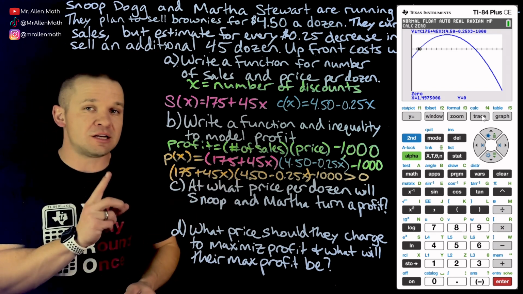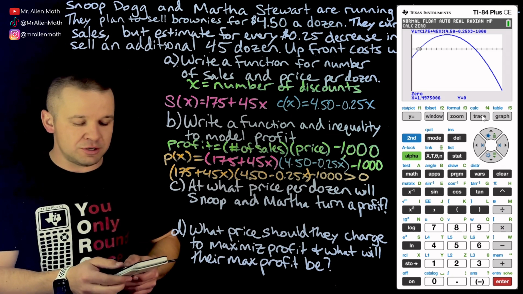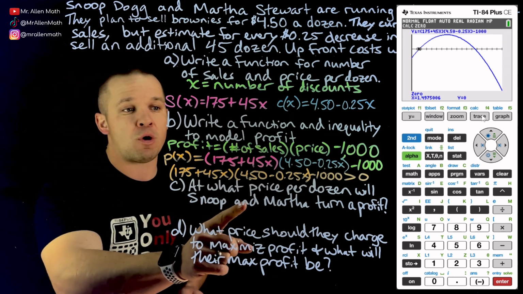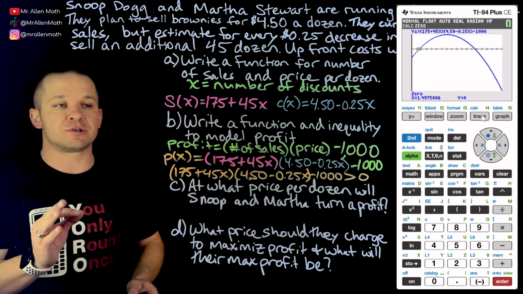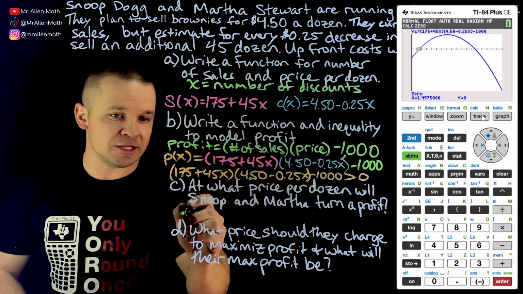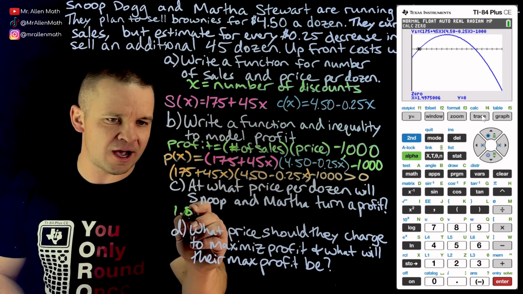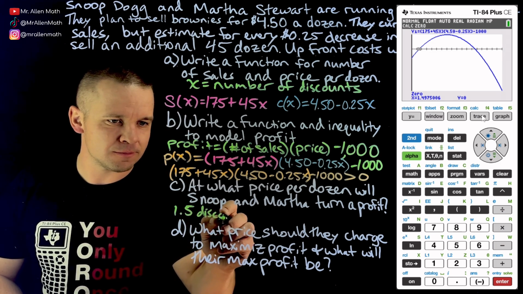So that's the number of discounts, right? So what I can do now is I can figure out the price, because it says at what price per dozen will Snoop and Martha turn a profit. So I'm going to jot this down. It's 1.497, about 1.5 discounts.